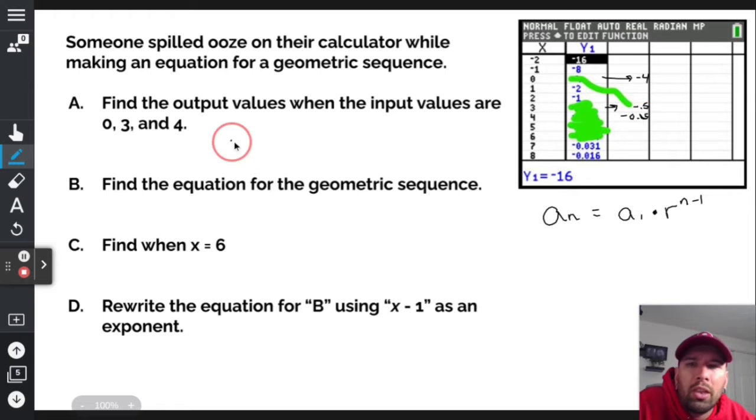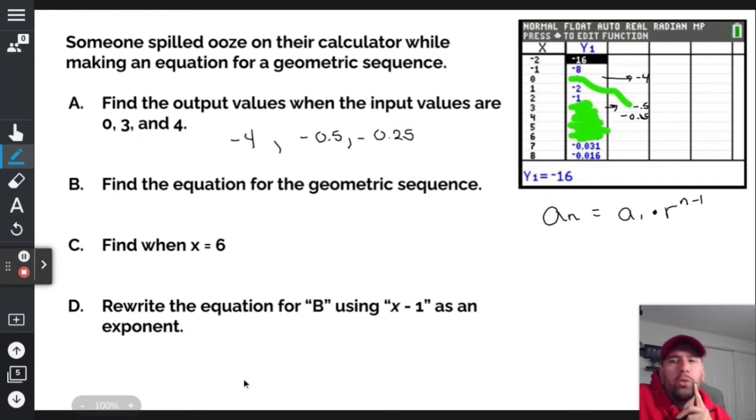So let me write that out here. Negative 4, negative 0.5, and negative 0.25 were the three numbers that I was supposed to come up with. Find the equation for the geometric sequence. All right, be careful.